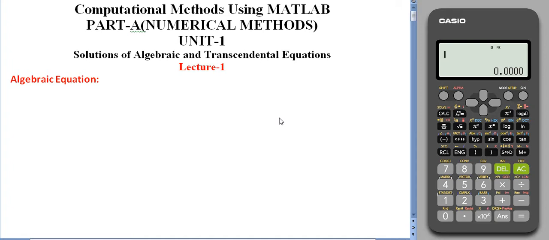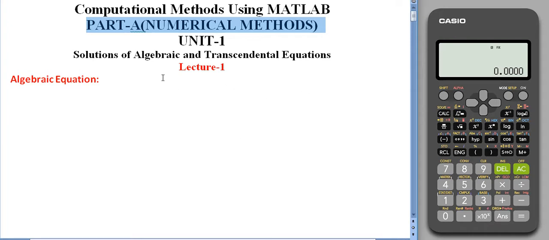The total series of lectures is divided into 2 parts. The first part, Part A, is numerical methods, nothing but computational methods, covering units 1, 2 and 3 as already discussed. In Part B, MATLAB programming, we will discuss MATLAB and MATLAB programming for computational methods. Now we will start unit number 1, numerical solutions of algebraic and transcendental equations.